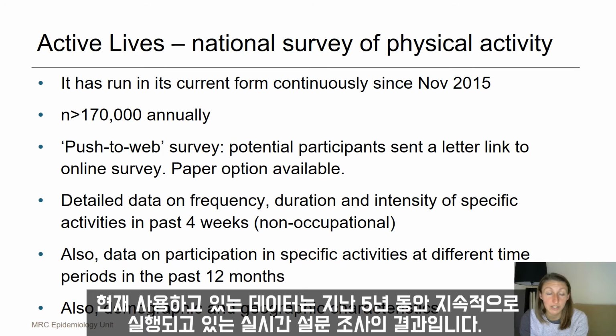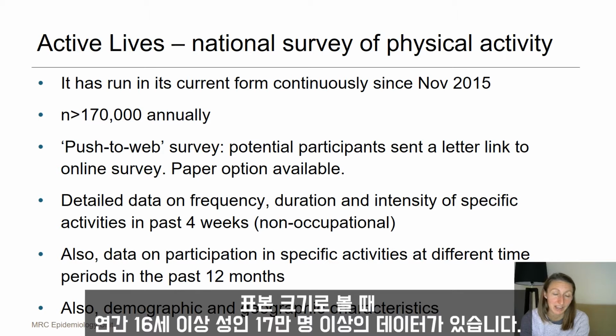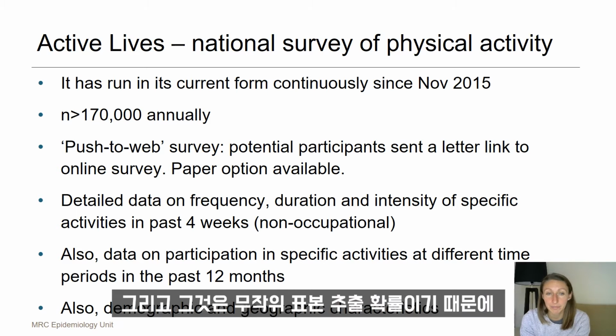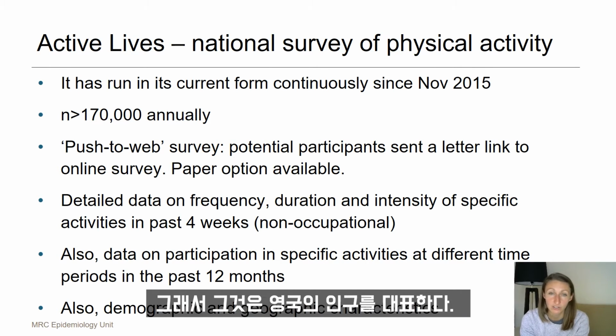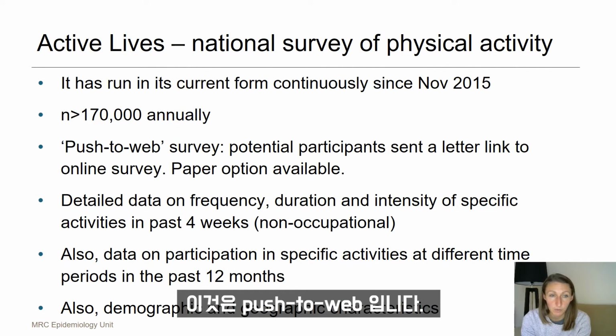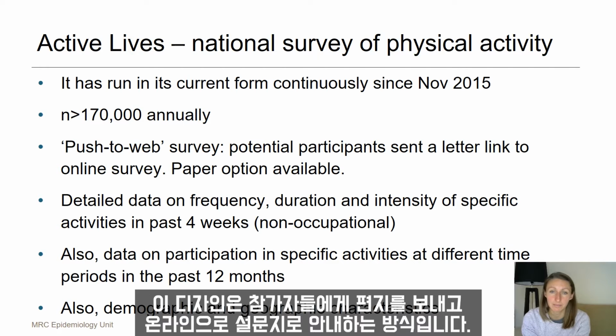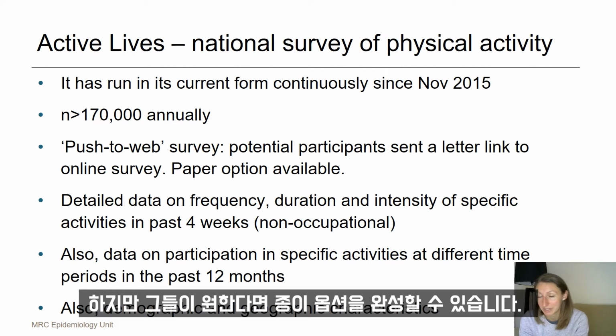The data we're using comes from the Active Life Survey, which has been running continuously for about the last 5 years. It is huge in terms of sample size. We have data from over 170,000 adults, that's over 16 years of age, annually. And it's random probability sampled, so it's then weighted on demographic characteristics so that it is representative of the population in England. It's pushed to web as a design, which means participants are sent a letter that directs them online to the questionnaire, but they can complete a paper option if they prefer.